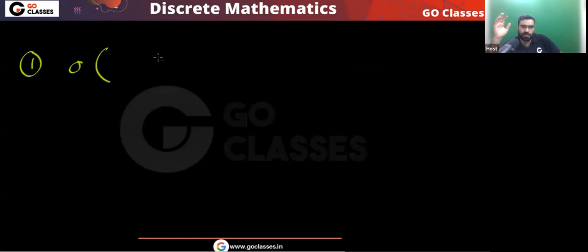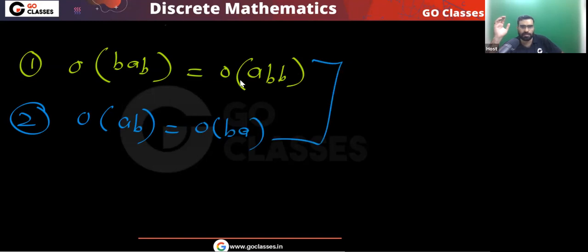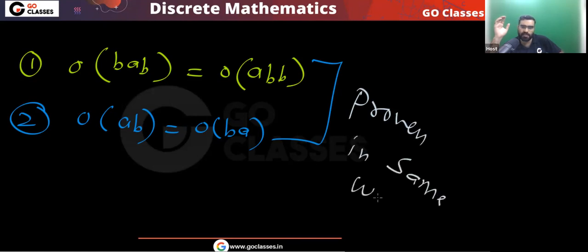Order of BAB, that is equal to order of ABB, something like this. Do you remember? This was the question, or not? Do you remember the question from part 1? And order of AB is equal to order of BA. So these things we have proven in the same way.